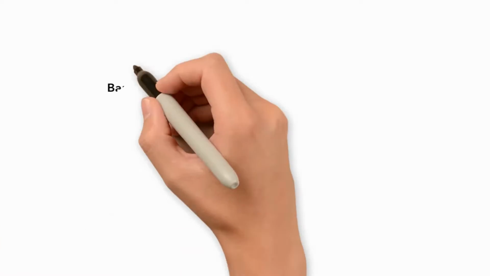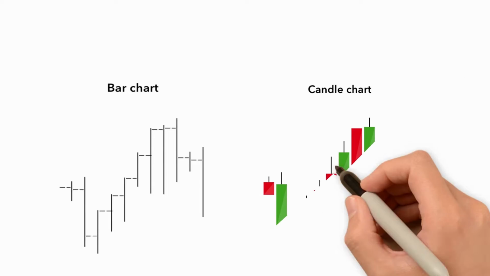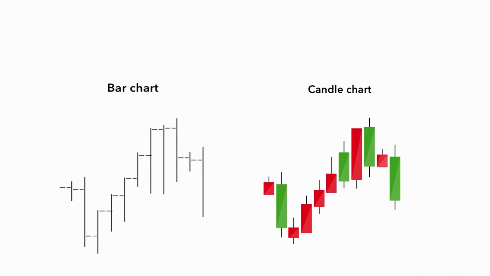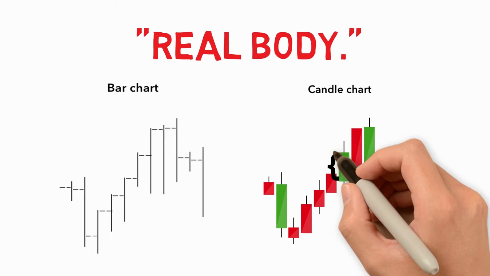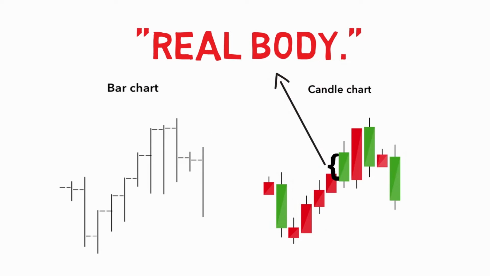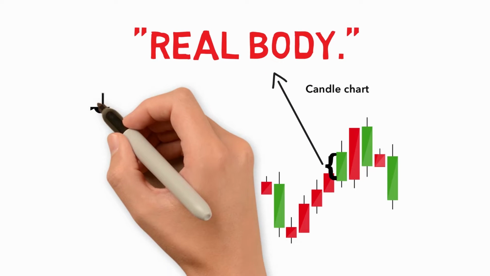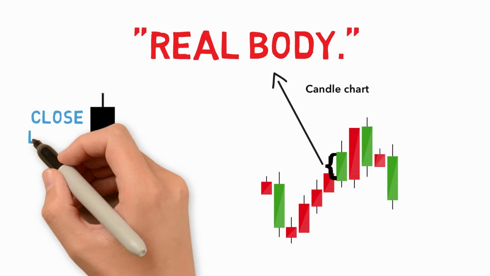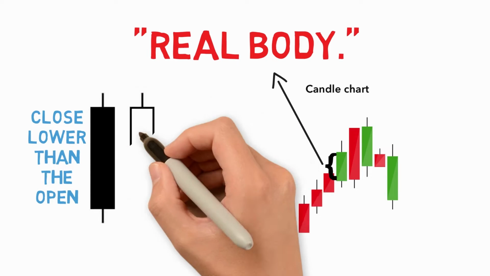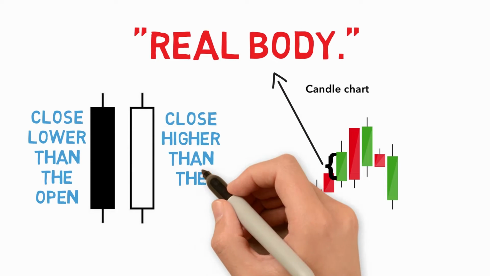Similar to the commonly used bar chart, a candlestick shows a market's open, the high, the low, and closing price for the day. It has a wide part which is called the real body. The real body represents the price range between the open and close of that day's trading. When the real body is filled in or black, it indicates that the close was lower than the open. If the real body is empty or white, it means that the close was higher than the open.